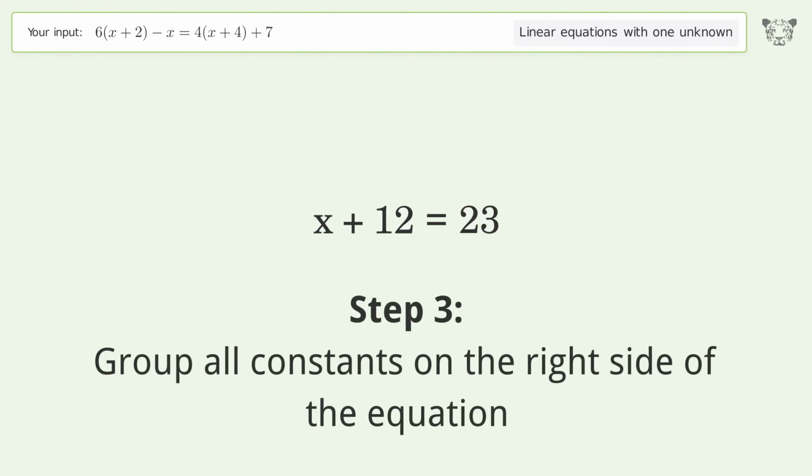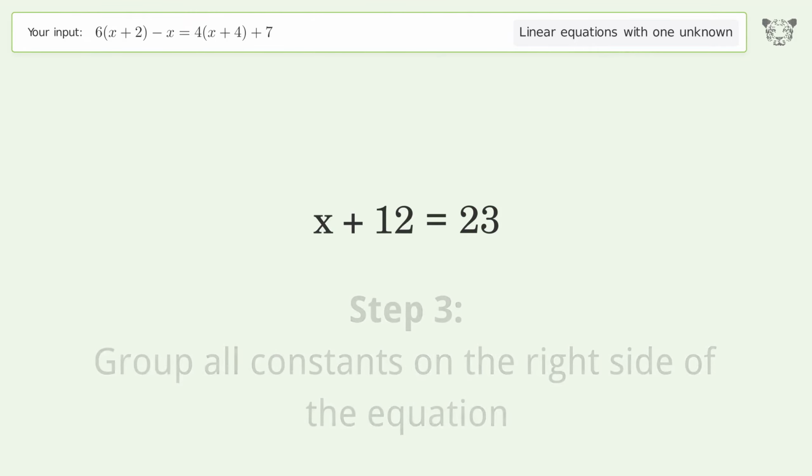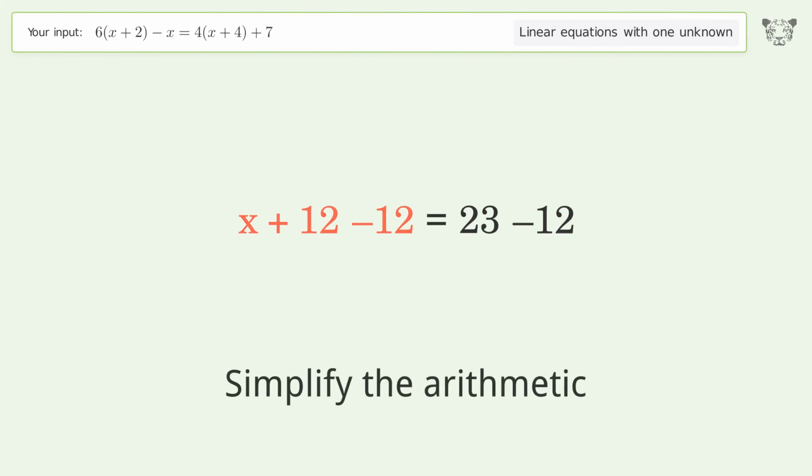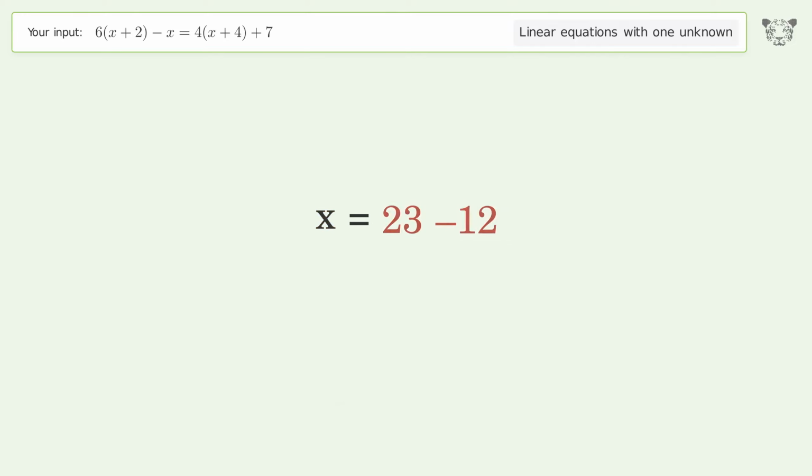Group all constants on the right side of the equation. Subtract 12 from both sides. Simplify the arithmetic. And so the final result is x equals 11.